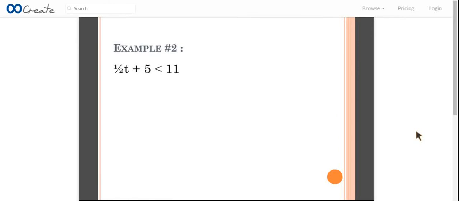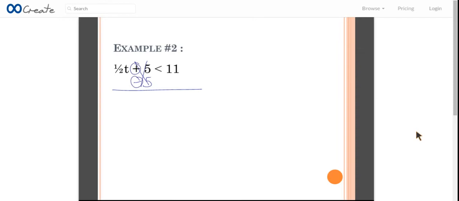All right, so let's look at another one that's a little bit more difficult. 1/2 times t plus 5 is less than 11. Well, I start with that plus 5, so I want to add a minus 5 over there to cancel that out. And remember, adding and subtracting are inverse operations, so they cancel each other out.